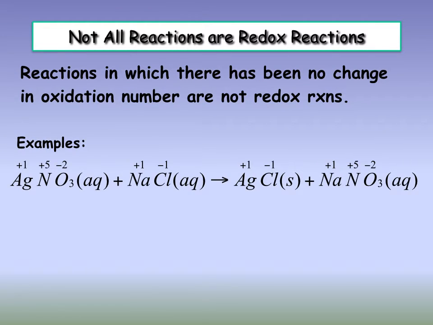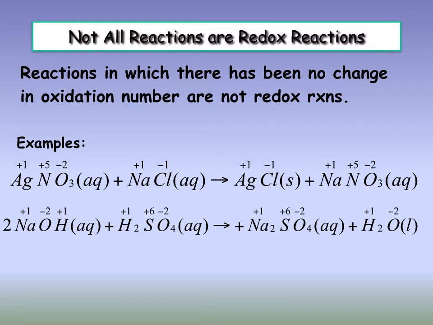So here is an example of one, and if we look closely, everything maintains the same oxidation number on either side of the equation. So you have silver's +1 on the reactants and the products. Chlorine is -1 on the reactants and the products, and so on. So there is no change in oxidation numbers, so that means it's not a redox reaction. Same thing with this next equation here. Sodium is +1 on the reactants and +1 on the products, and so on. So these are not oxidation reduction reactions.